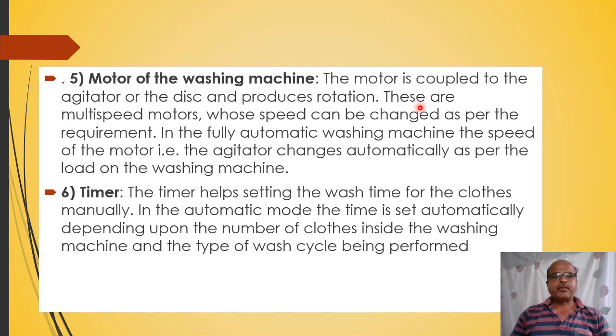Then the motor of the washing machine. The motor is coupled to the agitator or the disc and produces the rotation. These are multi-speed motors whose speed can be changed as per the requirement. In the fully automatic washing machine, the speed of the motor, that is the agitator, changes automatically as per the load on the washing machine. Then timers are used, different timers. The timer helps in setting the wash time for the clothes manually.